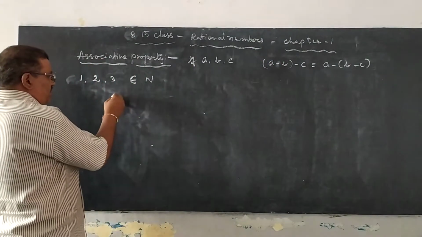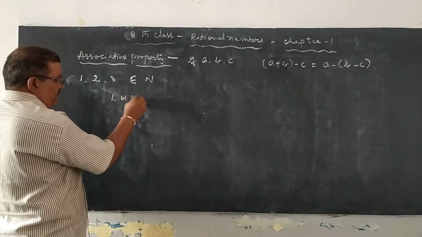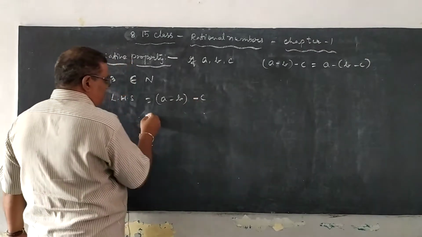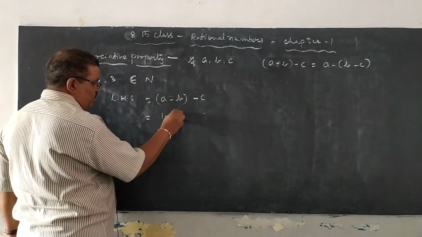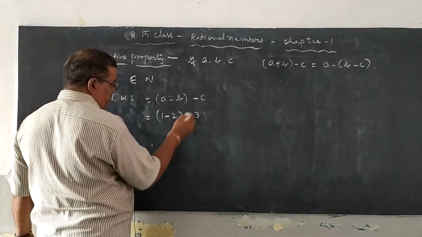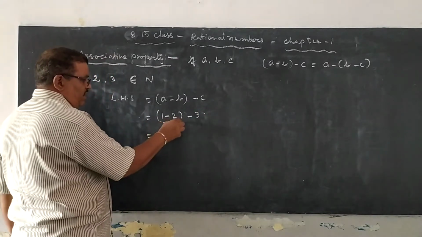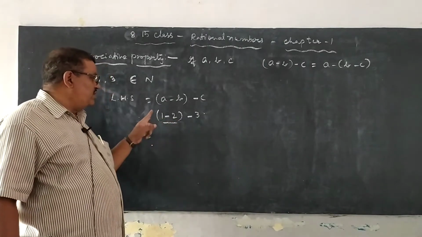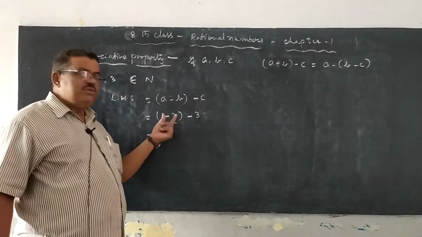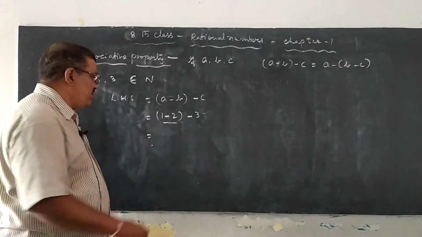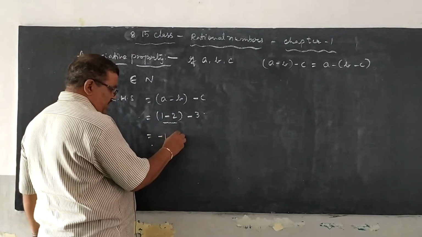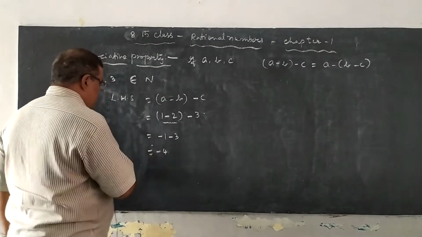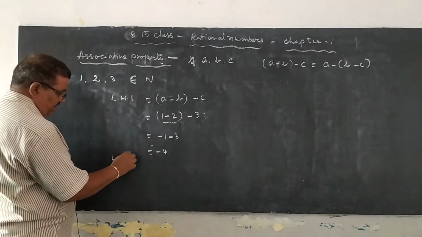One time check. The LHS is A minus B, minus C. Substitute the values: 1 minus 2, minus 3. First of all we have to solve 1 minus 2. According to the BODMAS rule, first we solve what is in the bracket. We have to simplify that. 1 minus 2 is minus 1, minus 3. Minus 1 minus 3 is minus 4. So the LHS is minus 4.